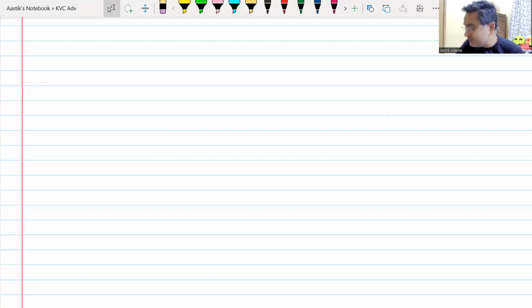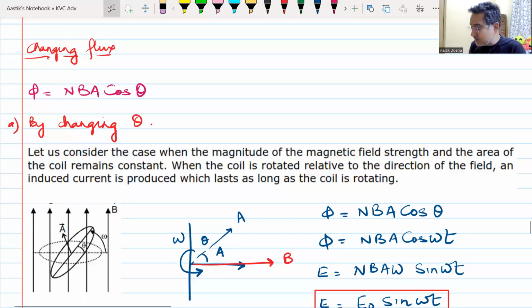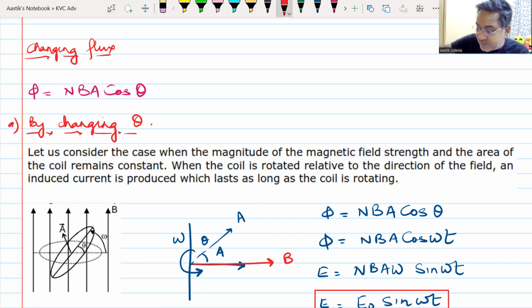We had also seen how we can change this magnetic flux. We can change it in different ways. The first way in which we changed the flux was by changing the value of the angle theta. How did we change the angle theta? We started to rotate the coil. This is the way EMF is induced in most of the cases.